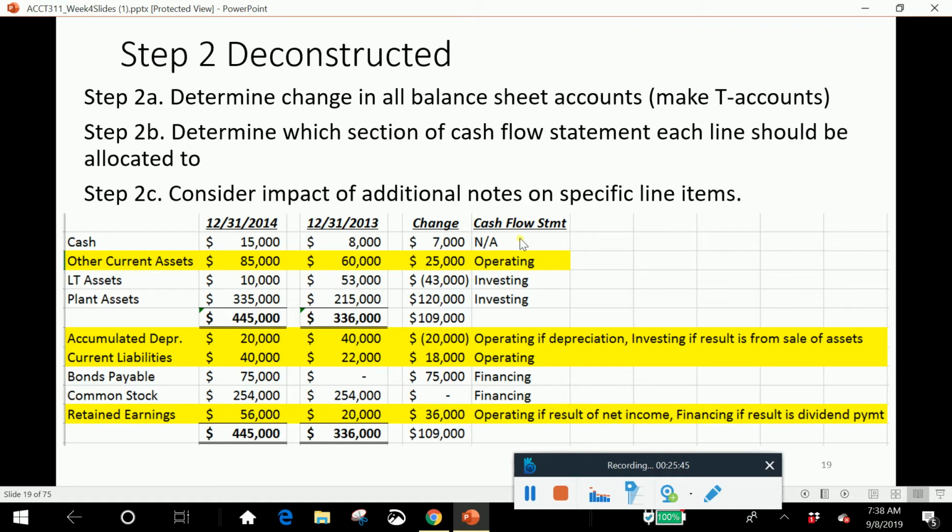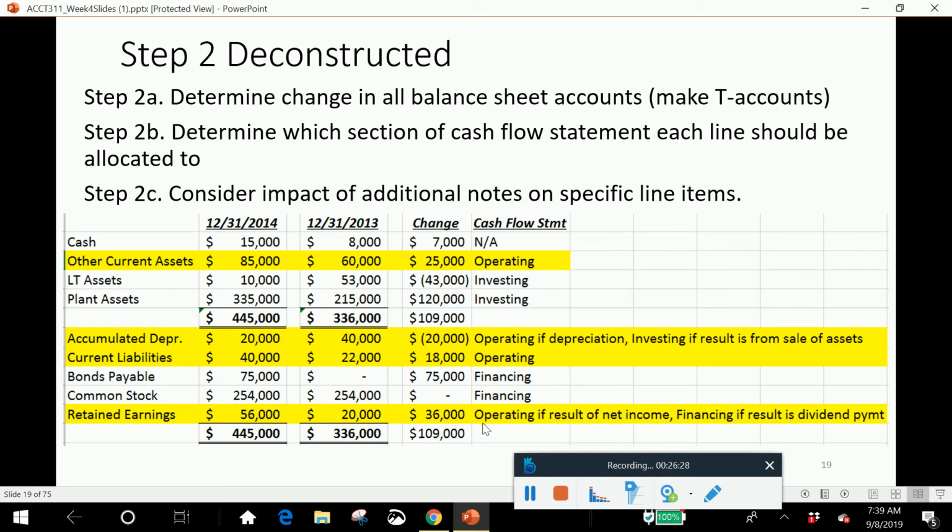So, we've already talked about cash. Cash doesn't go within any particular section. It's reconciled at the bottom of the statement of cash flows. So for right now, we're going to assume that other current assets are operating, long-term assets and plant assets are investing, accumulated depreciation. We're going to assume that it is operating if the change relates to depreciation, or it could be investing if it relates from the sale of an asset. Current liabilities are operating, bonds payable, common stock are financing, and then retained earnings is a little tricky.